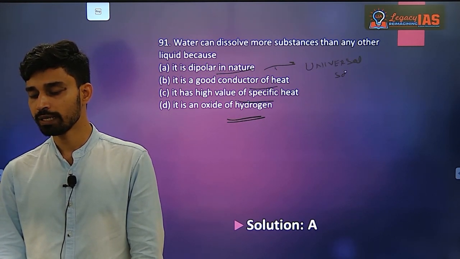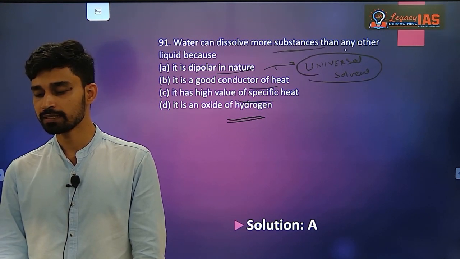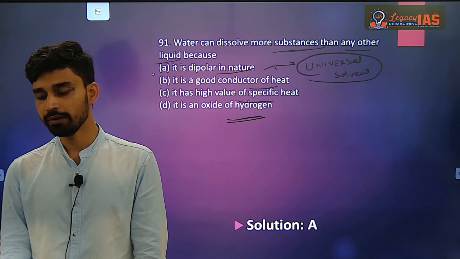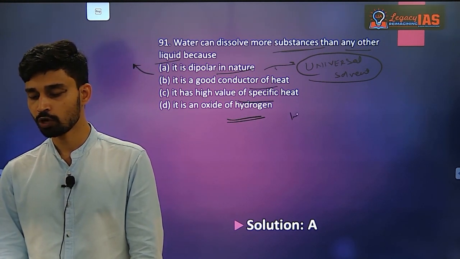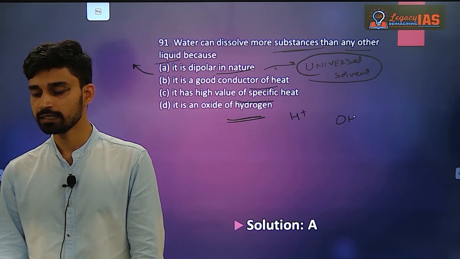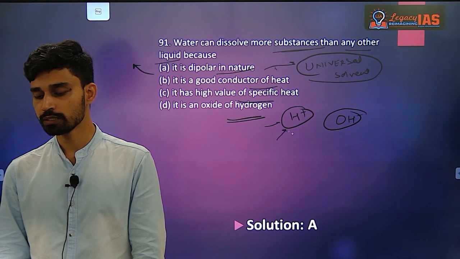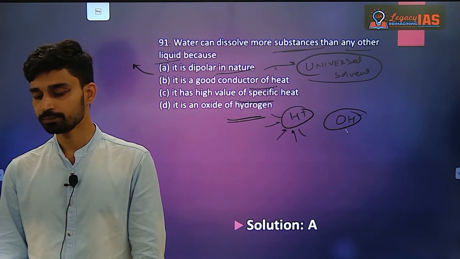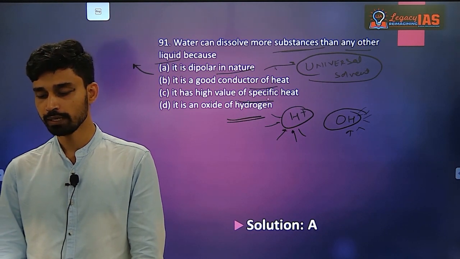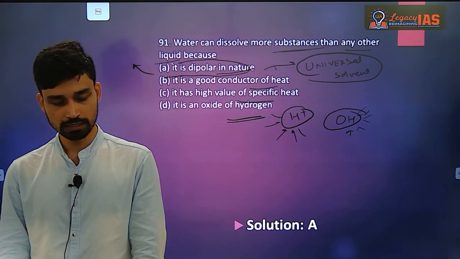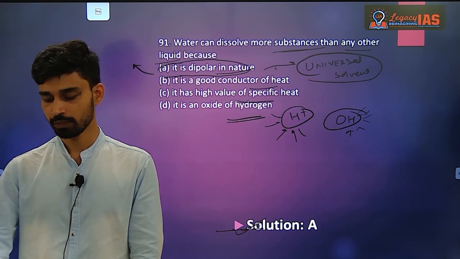Water is known as the universal solvent because it is able to dissolve more substances than any other liquid. And the main reason behind this is that it is dipolar in nature. Dipolar in nature means on one side it has H plus and it is made up of OH minus. So, we have positive ions as well as negative ions. Since both kinds of ions are present here, it is able to attract a large number of different types of atoms and molecules, and that is why it is able to dissolve a large number of substances. So, obviously the correct option will be A.